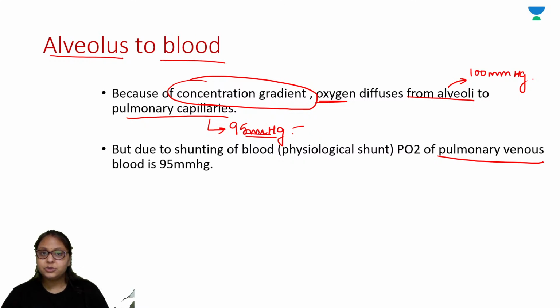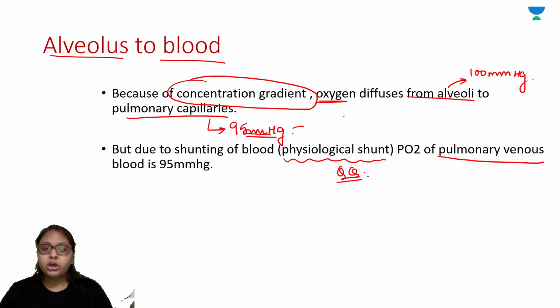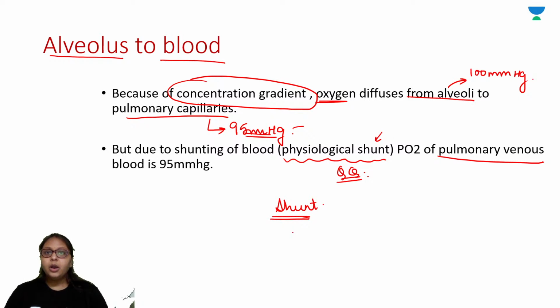Now why is it so? That is because of a phenomenon. ये भी क्वेश्चन पूछा जाता है, ठीक है, that is because of the phenomenon which is known as physiological shunting. ठीक है, physiological shunting. Now what do we mean by shunt? ठीक है, शंटिंग का मतलब क्या हुआ?